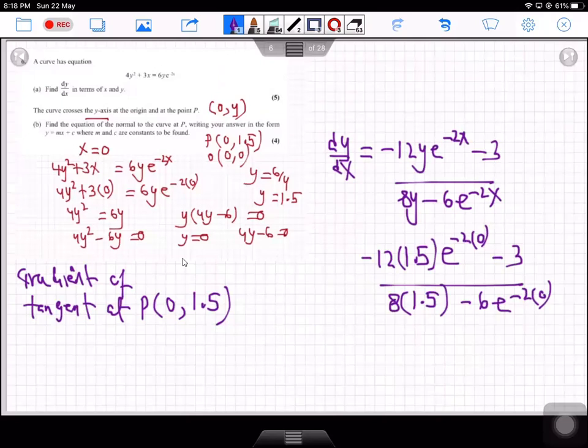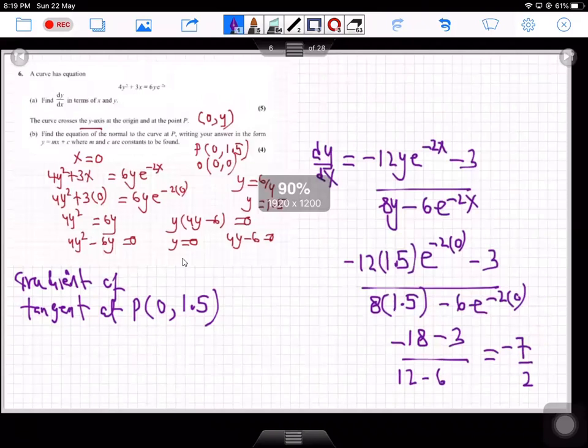So as we know that e raised to the power 0 will be equal to 1. So minus 12 multiplied by 1.5, this is minus 18. So minus 18 minus 3 divided by 8 times 1.5, which is 12, and minus 6. So the gradient of the tangent at the point P is minus 18 minus 3 divided by 12 minus 6. This will be minus 7 over 2. This is the gradient of the tangent at the point P.